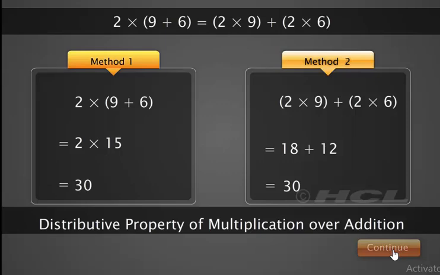Observe that in both methods the result is the same. This property is known as the distributive property of multiplication over addition.